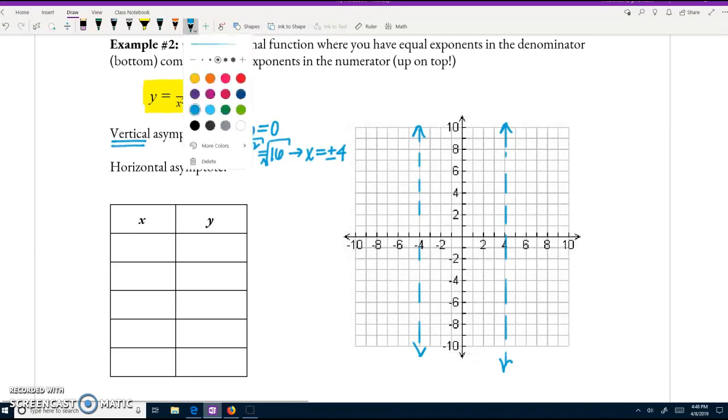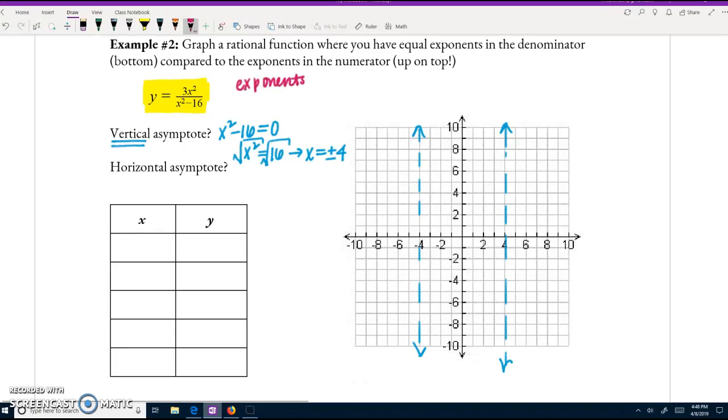Now my horizontal asymptote, this one, what I want to do is consider my exponents. So my exponents are the same up in the numerator as they are in the denominator as far as the highest exponent value. So I've got an x squared up here and an x squared down below. So when the highest degree is the same in the numerator as it is in the denominator, what you want to do is divide your leading coefficients. So in this case, I'm going to divide the 3 in front of the 3x squared and the 1 in front of the regular x squared. And so y equals 3 is going to be my horizontal asymptote.